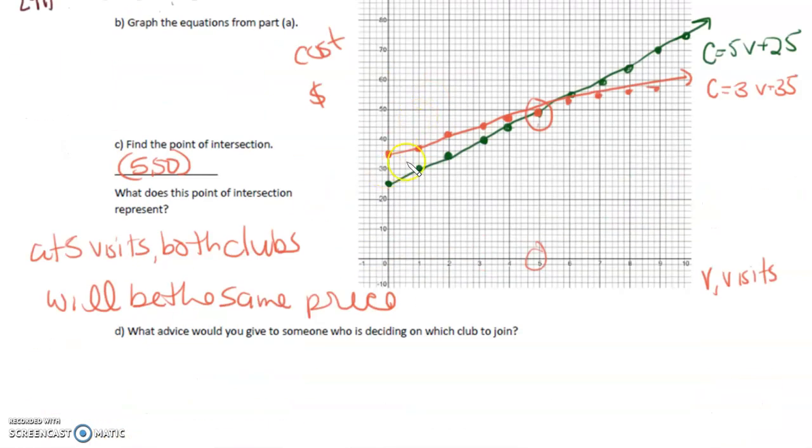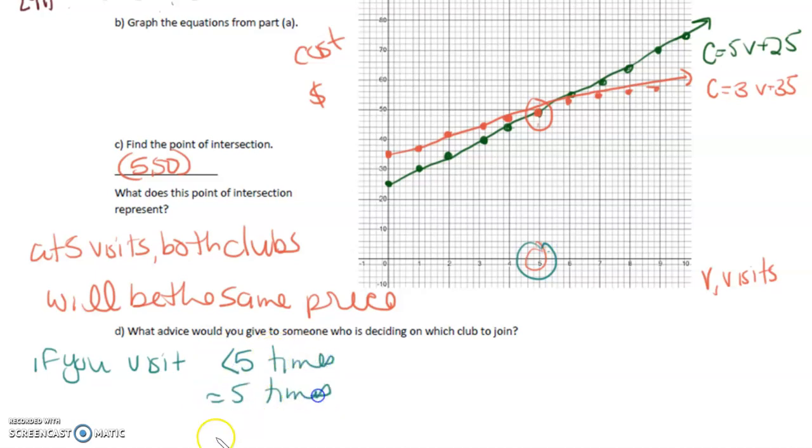Okay. And what advice would you give someone when deciding on joining a gym? So this is always going to be a 3-tier question. If you visit, remember the point of intersection occurs at 5, right? So less than 5 times, equal to 5 times, and then greater than 5 times.